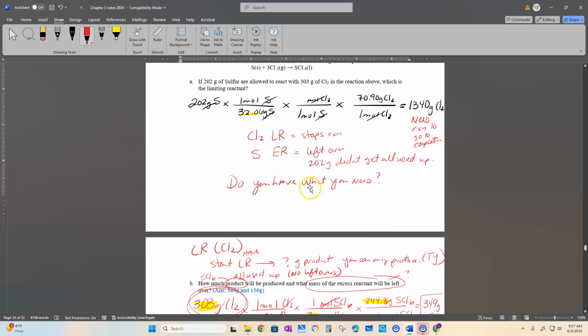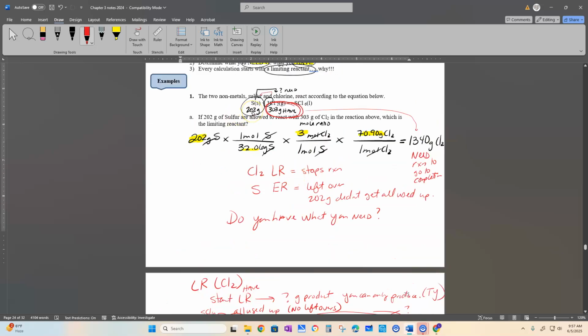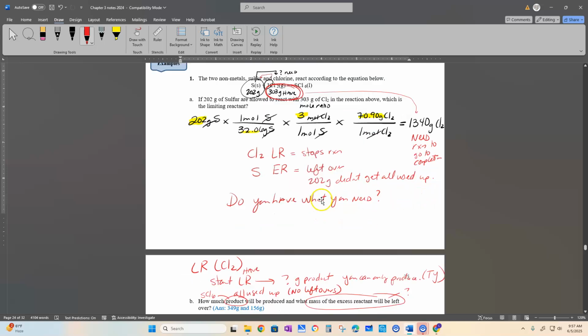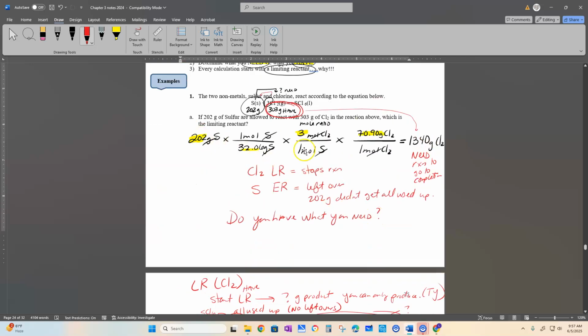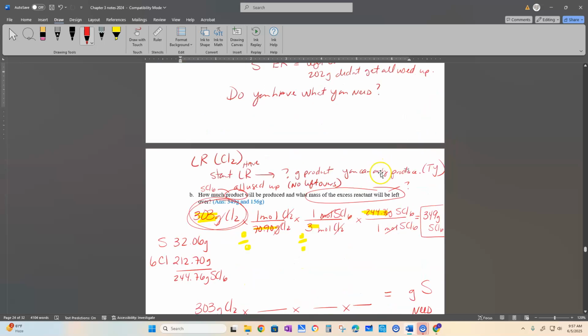But remember the equation, I had 202. I didn't use all that 202. So right there, 202 didn't get used up. So how much is left over of that 202? So basically, it's this equation, 3 steps. And the cool part is, you already did it up here, but it's backwards. So because we started with sulfur, we went to chlorine. Well, now we got to go chlorine and work our way to sulfur. So we have everything we need right up there.